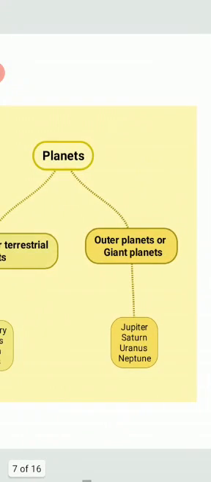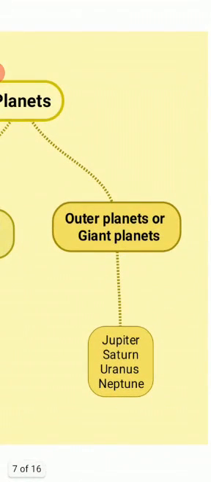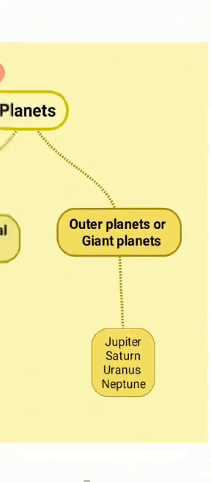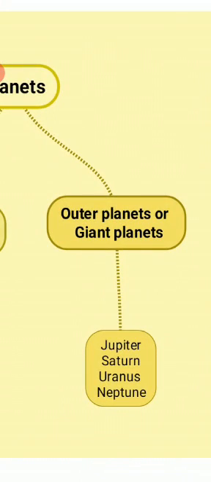The first 4 planets are inner planets. And the next are outer planets or giant planets. They include Jupiter, Saturn, Uranus and Neptune. These are outer planets because they are very far from the sun, and they are huge planets made up of gases and liquids. Jupiter and Saturn are also called gas planets, while Uranus and Neptune are called ice planets.